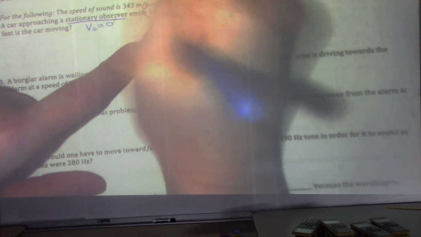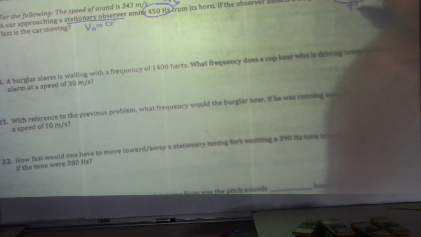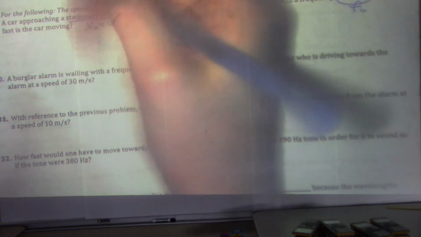Here we've got a stationary observer, so V observer equals 0. A car approaching emits a frequency from its horn, so I'm going to say that's the source frequency, because that's what the car is sending out or emitting. The observer detects a frequency of 500, so that's the observed frequency. How fast is the car moving? So I'm looking for the velocity of the source, because the car is my source.